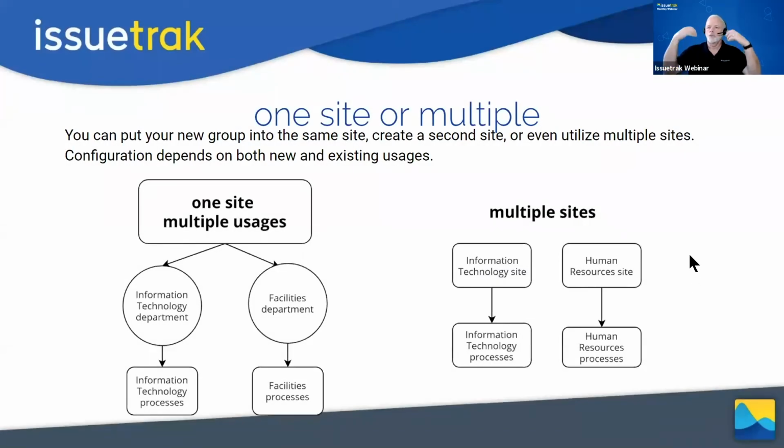So we've looked at what needs to be done. Now we've got to talk a little bit about visibility and structures. Basically, when you expand Issuetrak, you're going to do it one of two different ways. One, you're going to expand within your current existing site. One site, multiple usages. Here we said information technology and facilities. Well, really, it's the same user base. There aren't any structure differences in here.